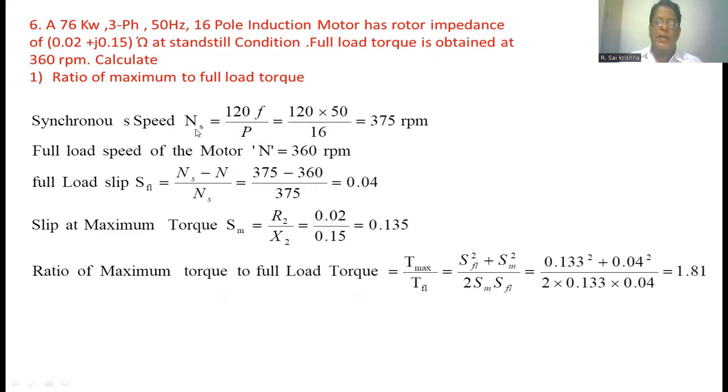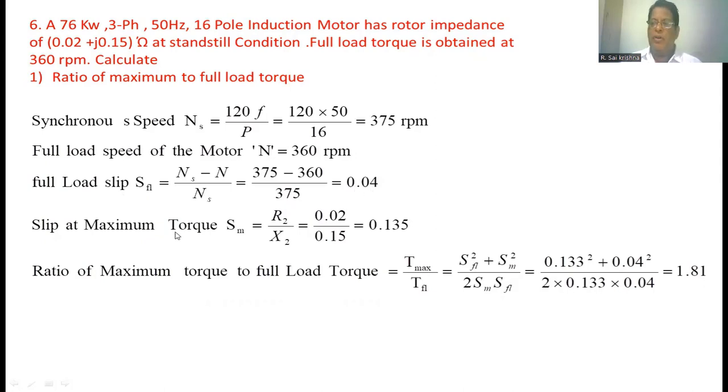So synchronous speed Ns equals 120 f per P. Substitute all the values, you are getting 375 rpm, because the number of poles is very high, that is 16 poles, so the synchronous speed will be decreasing. The full load speed of the induction motor is given, that is 360 rpm, that is given in the problem. So you take the same value, 360 rpm. The full load slip equals (Ns minus N) by Ns, that is equal to (375 minus 360) by 375. We are getting 0.04.